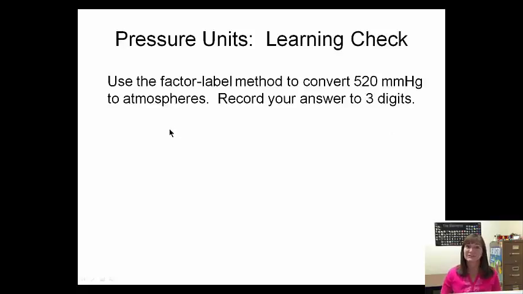All right, so I want you to use the factor label method. Remember, some of your points are going to be attributed not only to whether you can get the right answer, but whether you can show me your correct factor label setup.